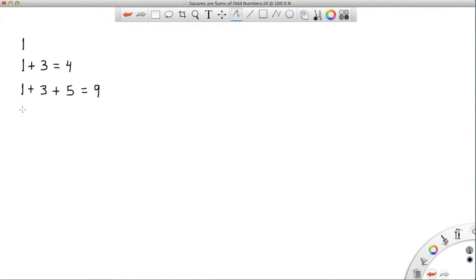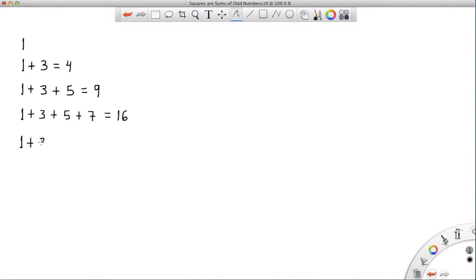Let's do another one, 1 plus 3 plus 5. So far we have 9, and then we add the next odd number after 5, which is 7. So 9 plus 7 equals 16. Let's do one more sum of these. Let's add the first 5 odd numbers.